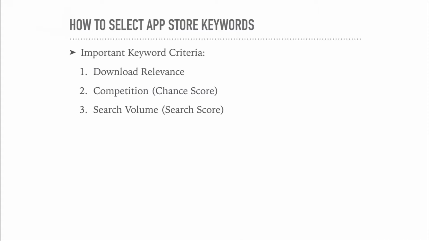After download relevance, the second most important thing is the competition. Will your app be able to rank for that keyword? And we provide you a chance score to show you your percentage chance of ranking in the top 10 for that keyword. Then finally, you will look at search volume or the search score, and this shows you how many people are searching for that keyword.